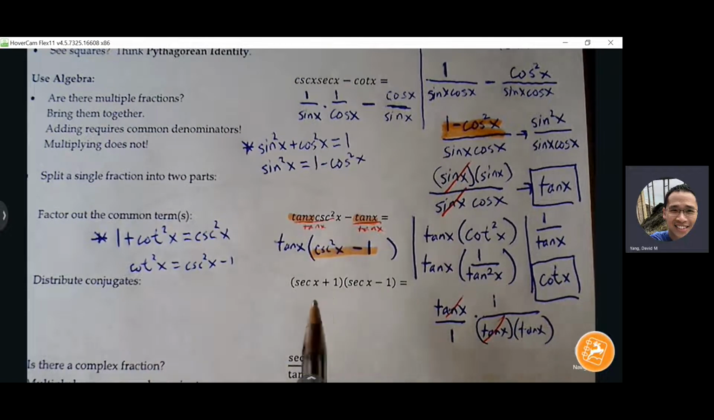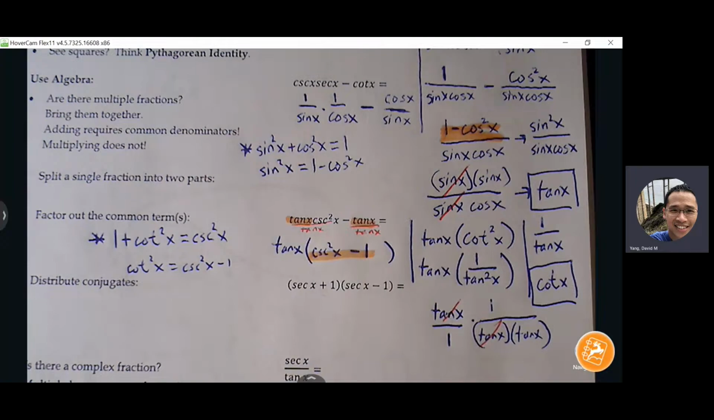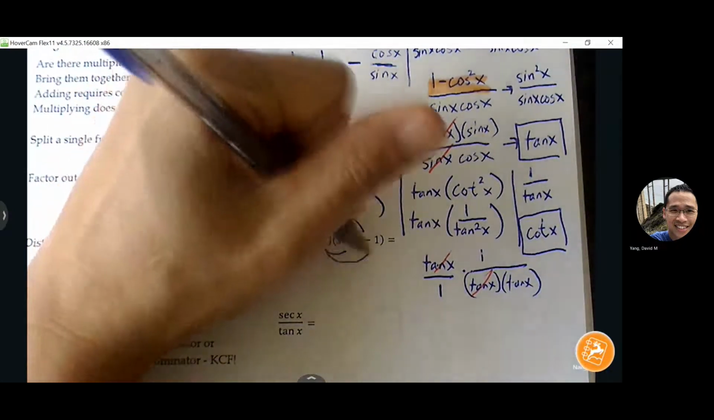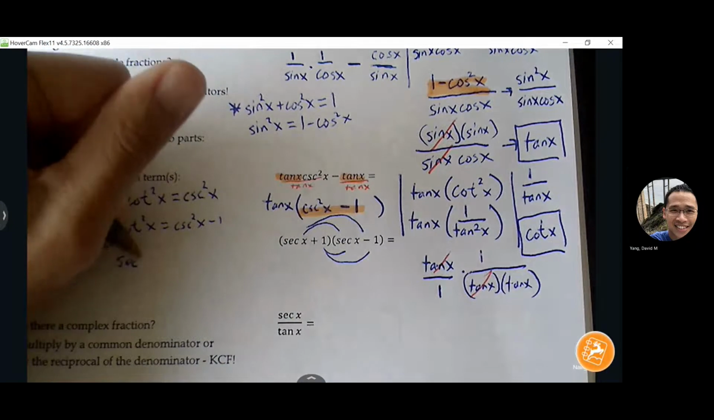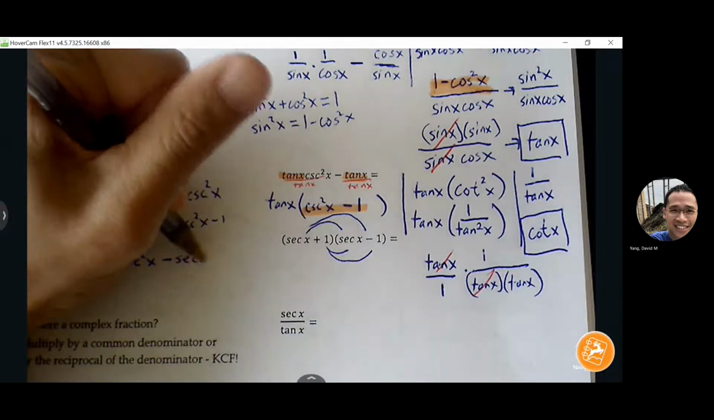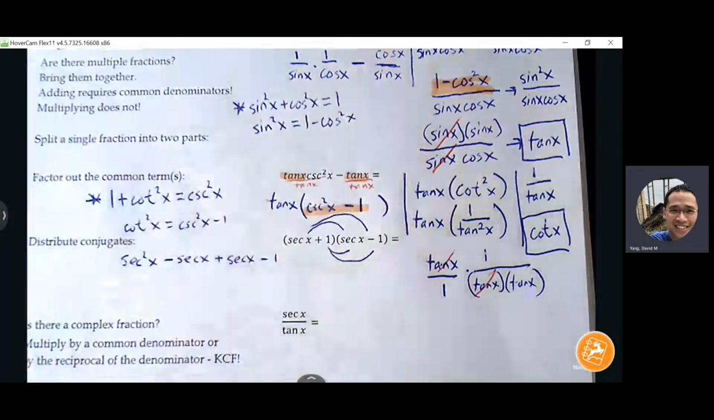Okay, another strategy is sometimes it's helpful to distribute, right? Sometimes if you expand things out, you're able to see how the pieces can fit together a little better. So when I see parentheses, I'm thinking, okay, what if I just combine like terms and get the parentheses out of the way and see where that leads me. So if I FOIL this out here. Secant times secant is secant squared. Minus secant x plus secant x minus 1.